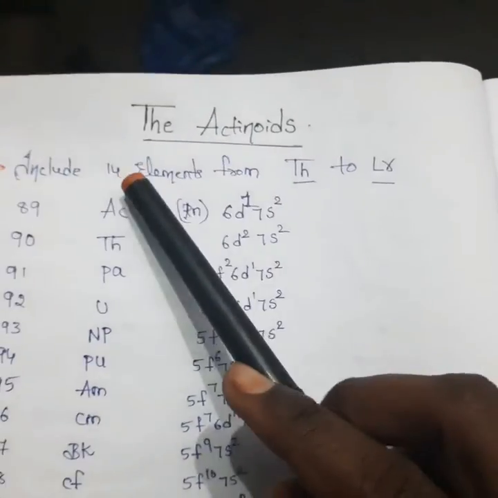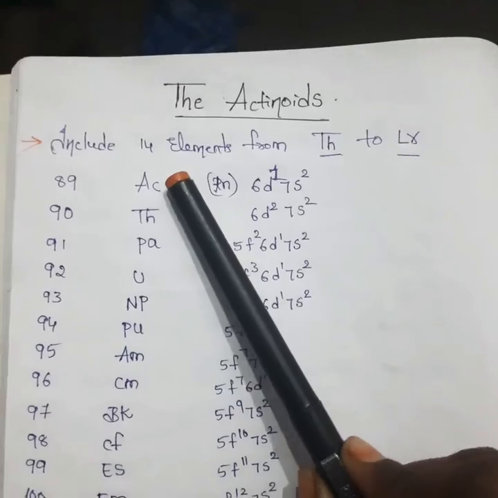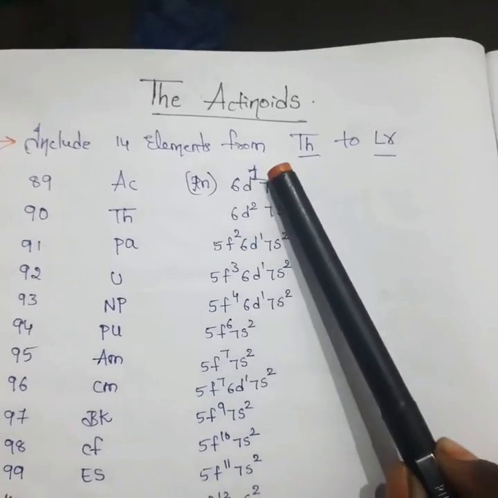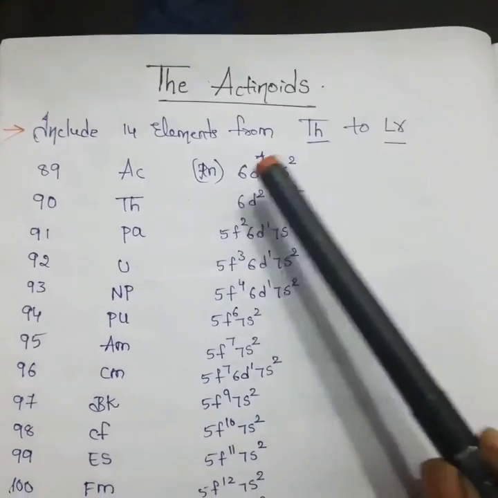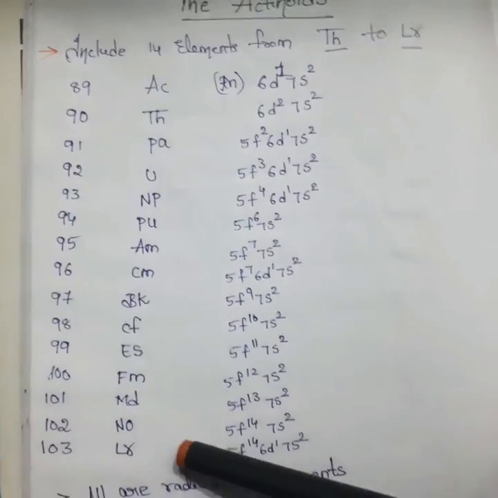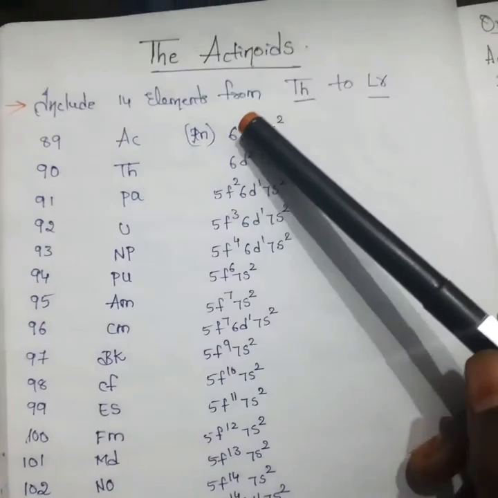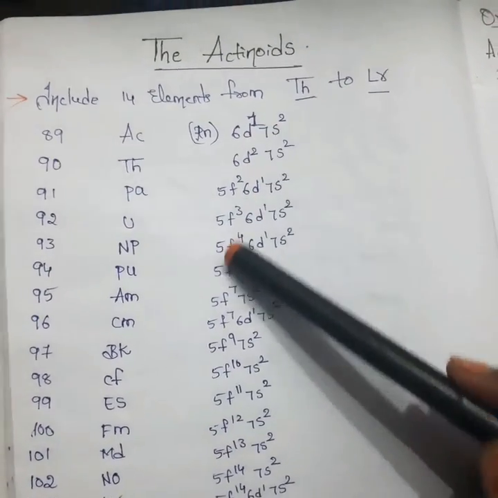The actinoids. Actinoids include 14 elements from thorium to lawrencium. Whenever we count the elements from actinium to lawrencium, we get 14 elements. Let us have a look at the electronic configuration.